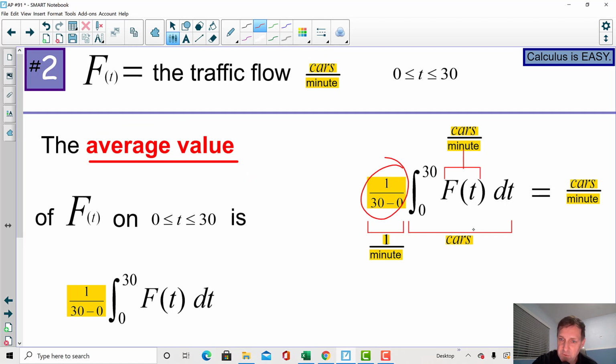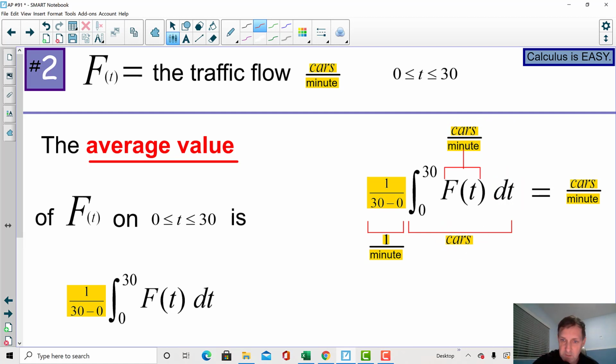The middle piece has units of cars. Let me explain why. The f function has units of cars per minute, and then dt is change in time, and the time is minutes. So you're going to cancel the minutes from the dt with the minutes from the cars per minute. So that's why this piece has units of cars.